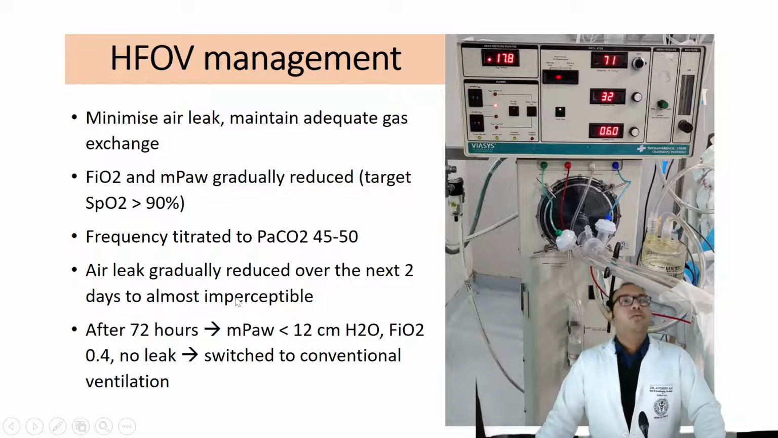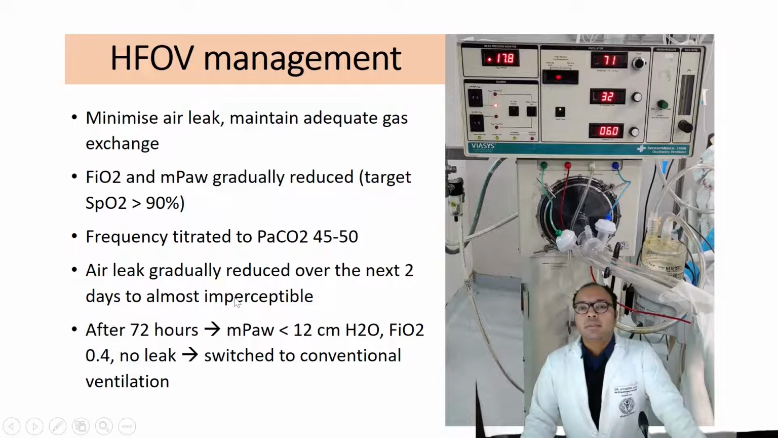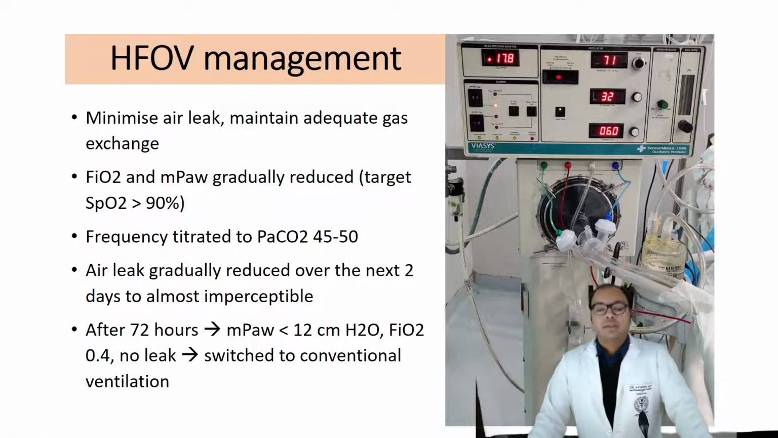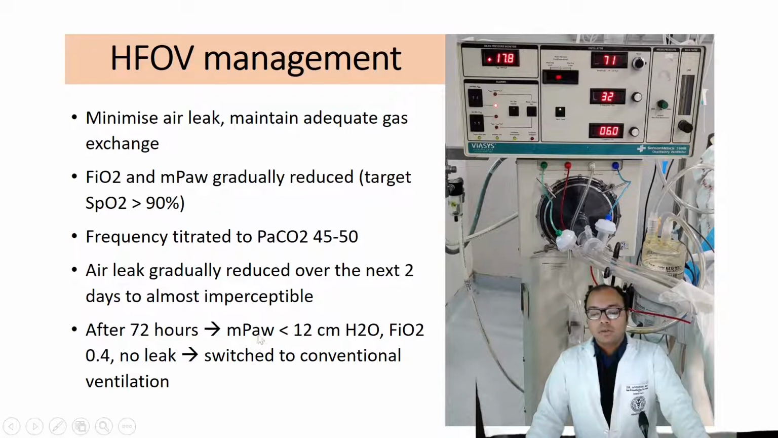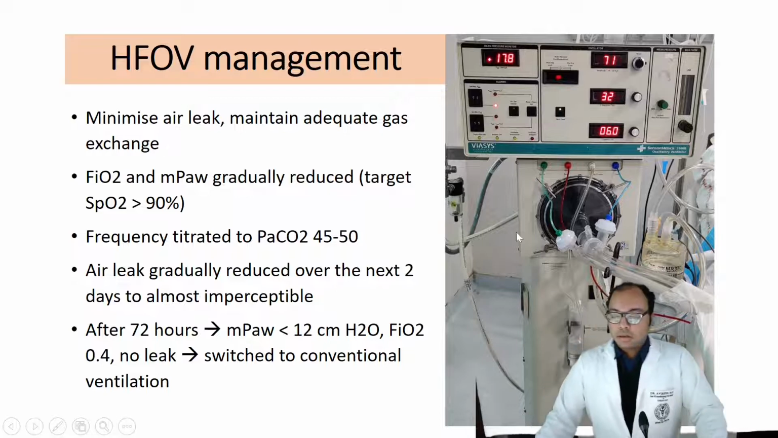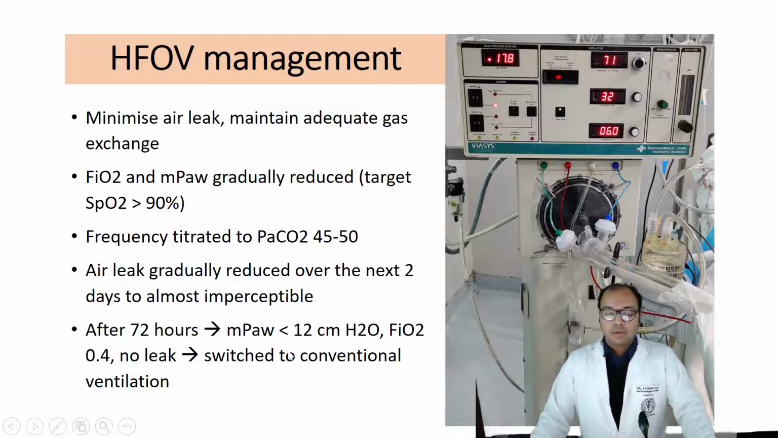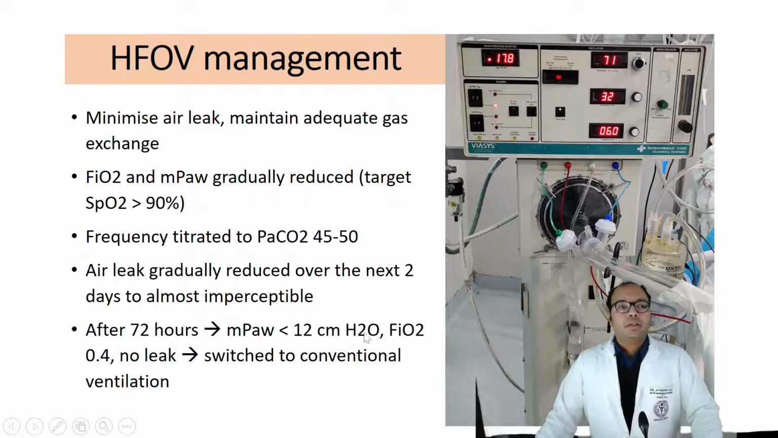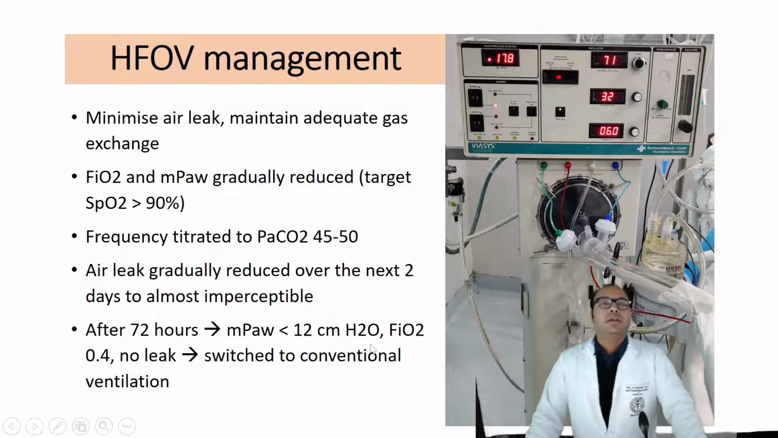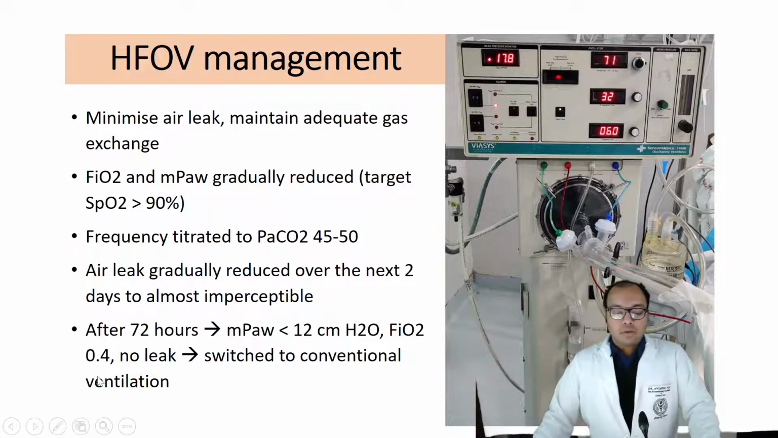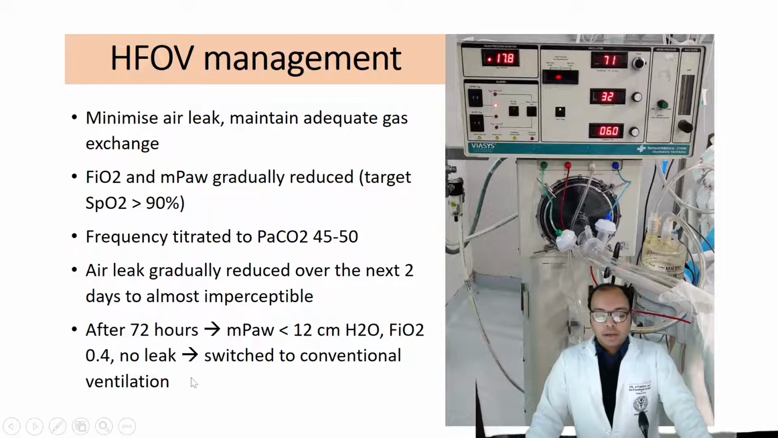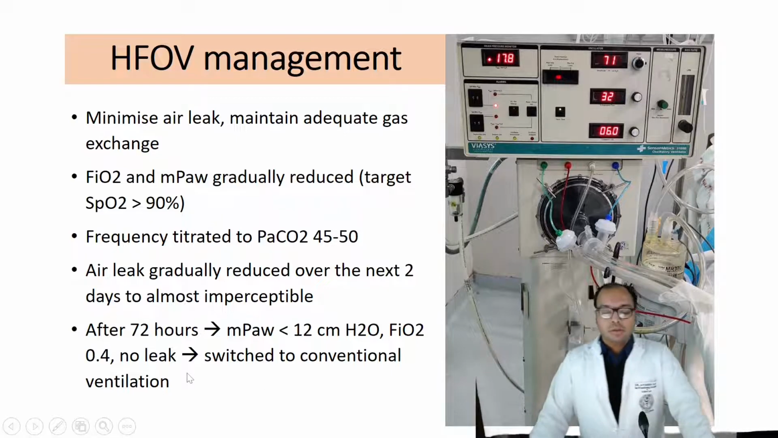And after 72 hours, after judging all the clinical parameters, blood gases, and the patient's clinical scenario, along with imaging and the ventilator waveforms, when we could reduce the mean pressures to below 12 centimeters, along with an acceptable FiO2 of less than 0.4, and the patient had sustained normoxia, we switched to conventional ventilation.